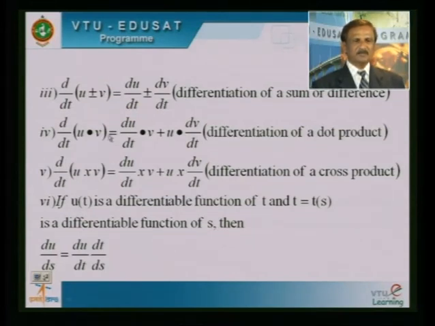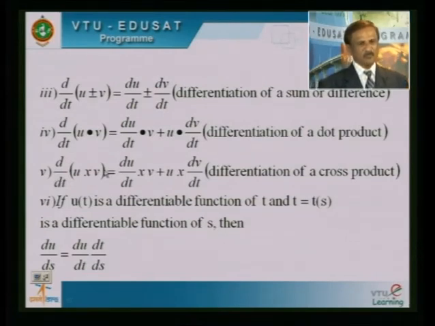Or you want to calculate the derivative of a dot product. We have defined u dot v. u is a vector function, v is also a vector function. Now the derivative of u with respect to t dot v, plus u dot the derivative of v with respect to t. Is it clear? So by using this formula, you can calculate the derivative of u dot v.